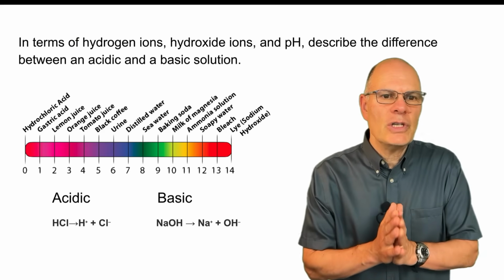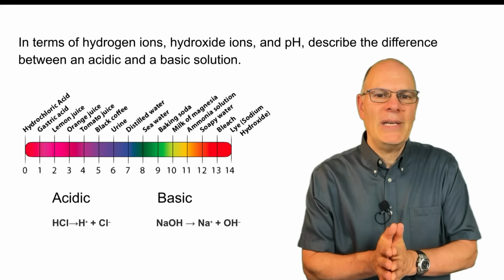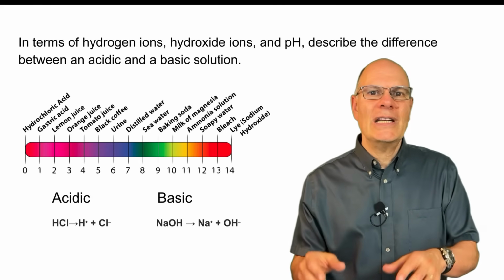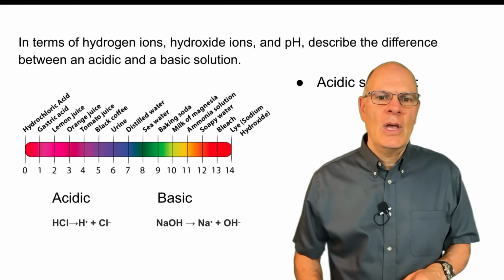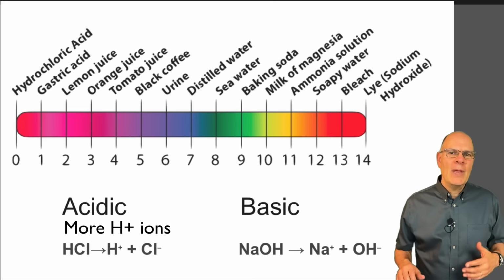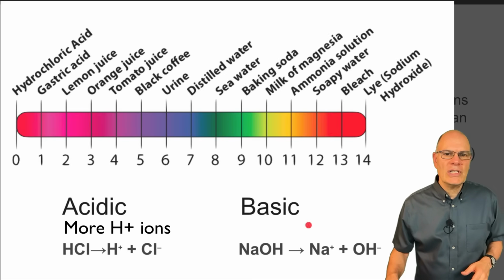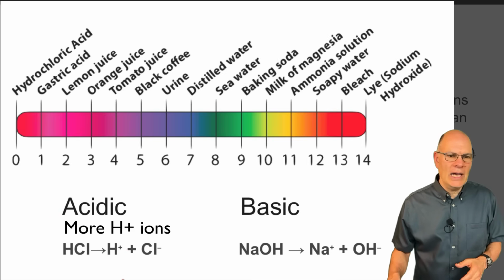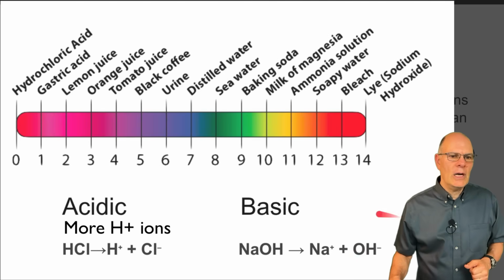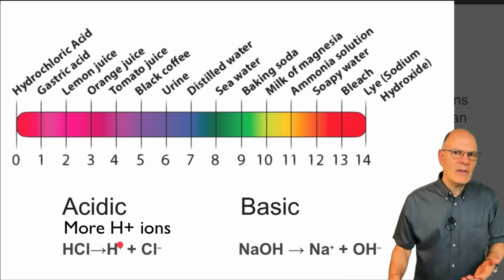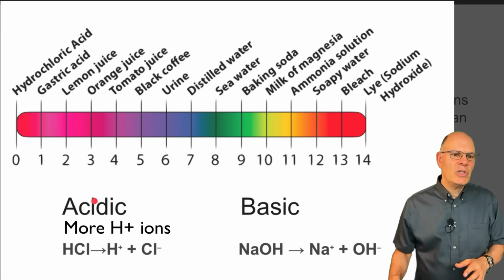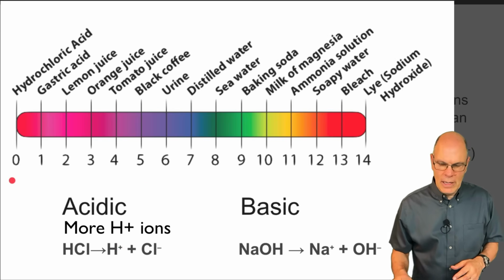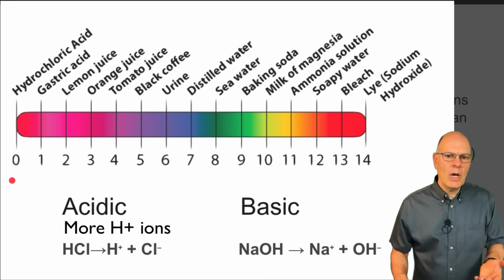In terms of hydrogen ions, hydroxide ions, and pH, describe the difference between an acidic and a basic solution. The first thing to note is that acidic solutions are solutions that have more hydrogen ions, here's a hydrogen ion over here, than hydroxide ions. That's represented by OH over here. So if you dissolve this in water, you wind up having lots of hydrogen ions, and that pushes the pH down, all right? The pH is below 7.